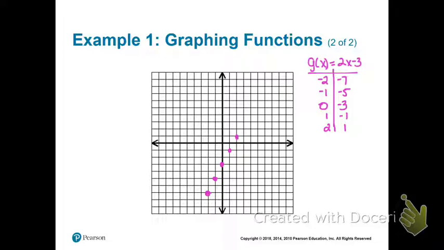Now, using what you've known in the past, hopefully you realize it's going to be a linear line. And so we're going to go ahead and connect our dots. I'm going to extend it. And then make sure you put arrows on it because it does keep going.